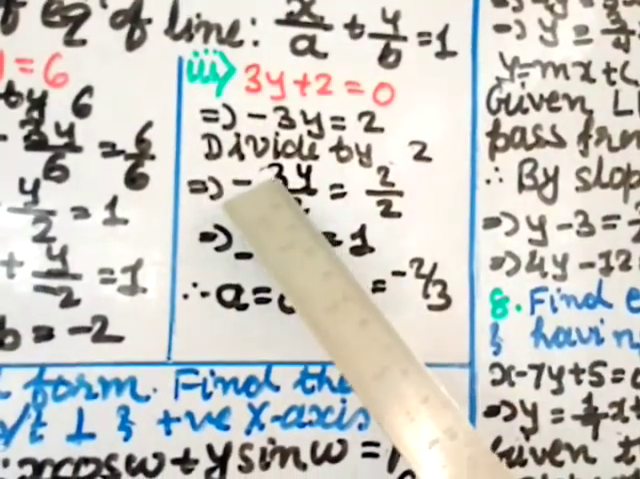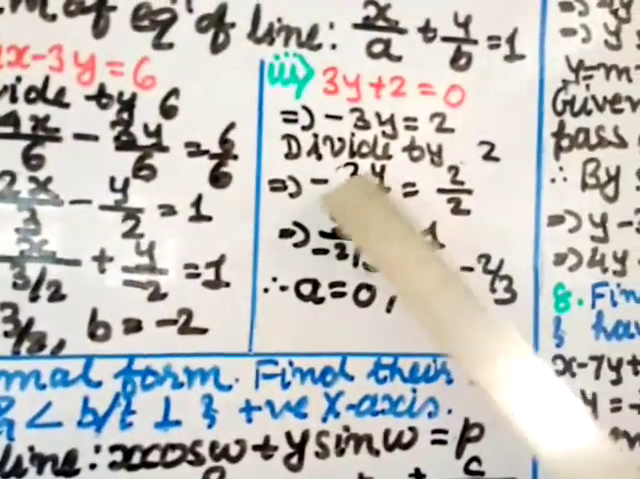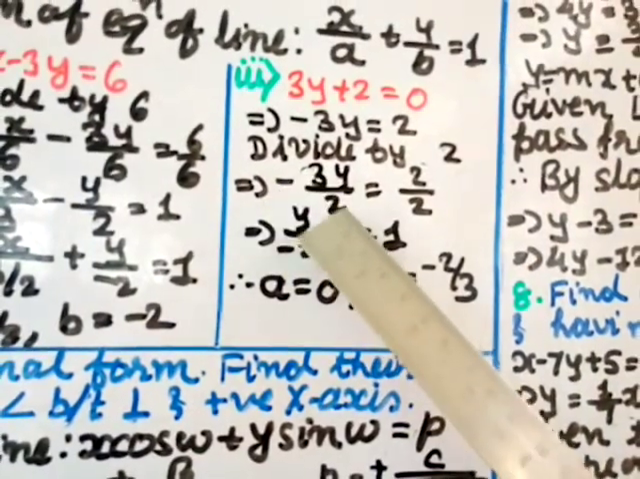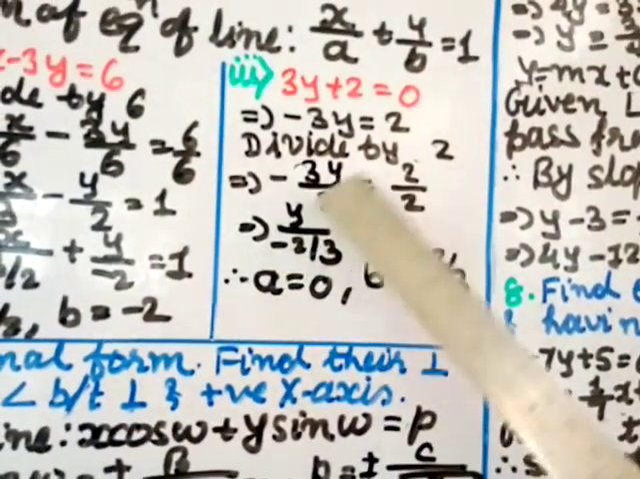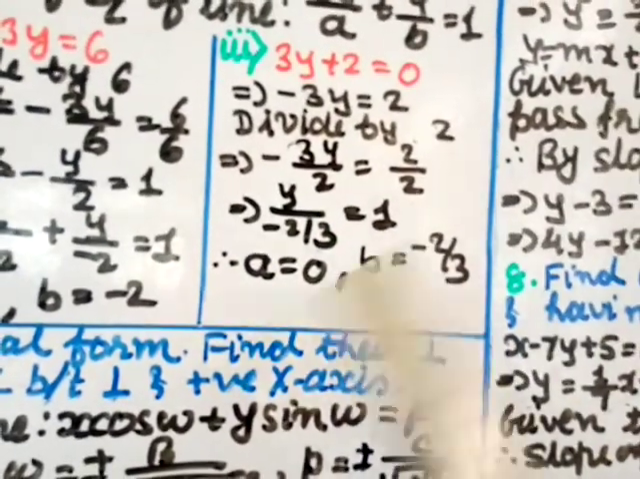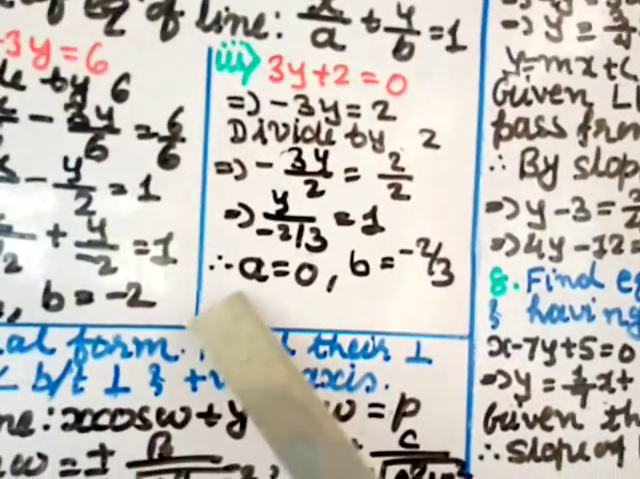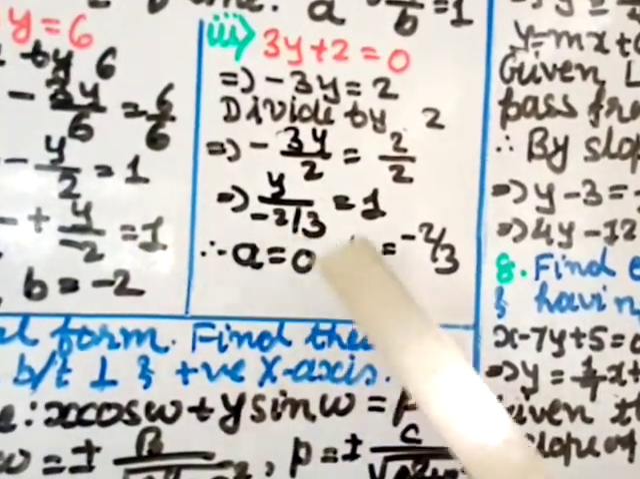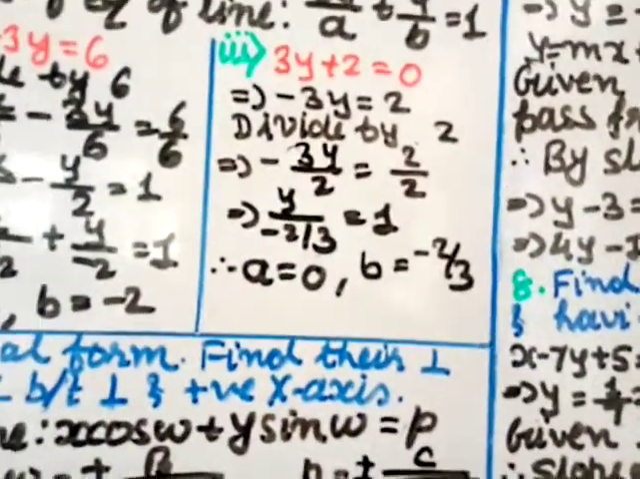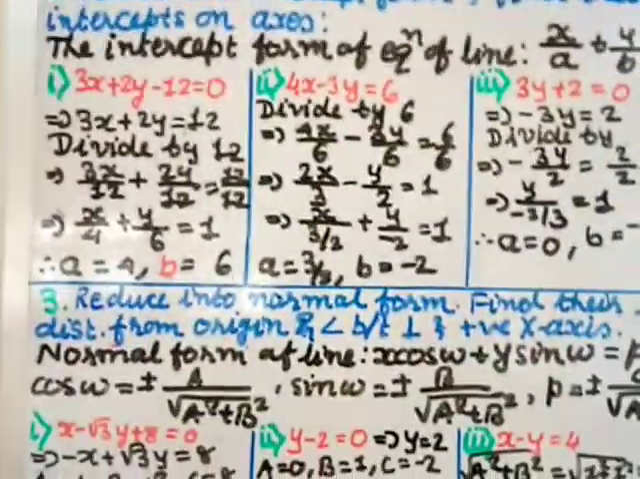So here minus 3y by 2 equal to 2 by 2, 2 by 2 is 1, and as we did here, this coefficient of y should be plus 1, so minus 3 we take in the denominator. So you can write this as y divided by minus 2 by 3 equal to 1. So here the x-intercept is 0 because the x by a term is not there, so a equal to 0 and b equal to minus 2 by 3, that is the y-intercept. Okay, so that is the solution for question number 2.